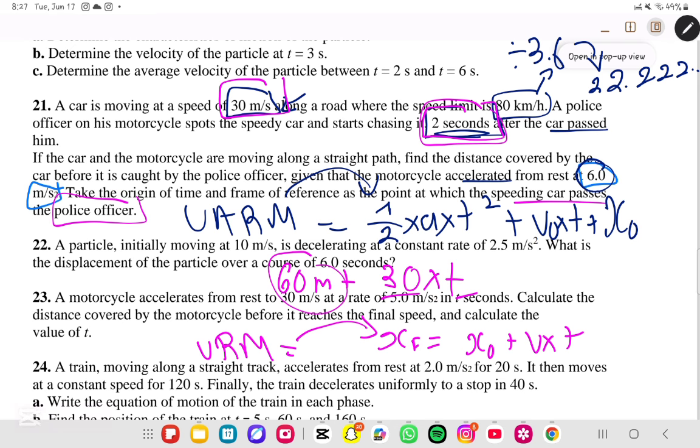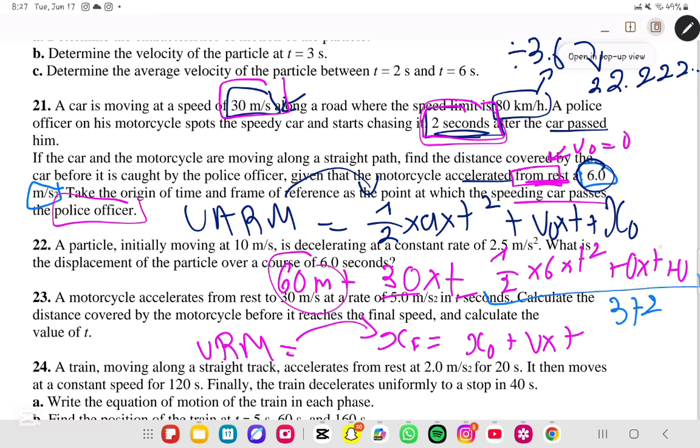So in this case, let us find the time. Okay, so we have the acceleration, it is 6, so 1 over 2 times 6 times t squared plus velocity initial. So it accelerated from rest. Pay attention, it accelerated from rest. From rest meaning that velocity initial is equal to 0. So plus 0 times the time plus x initial. X initial is the police officer, so it's 0. So this will leave us with what? It will leave us with 3t squared.